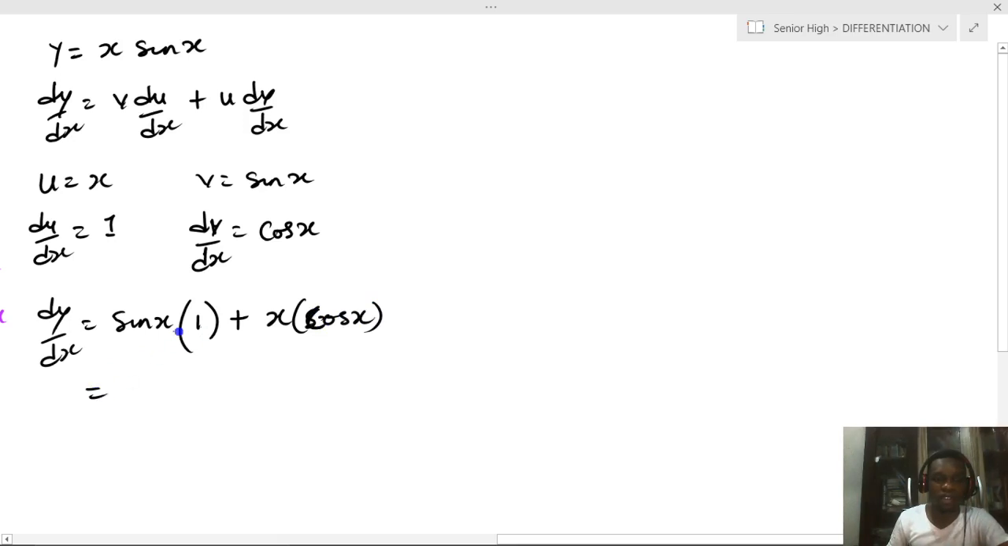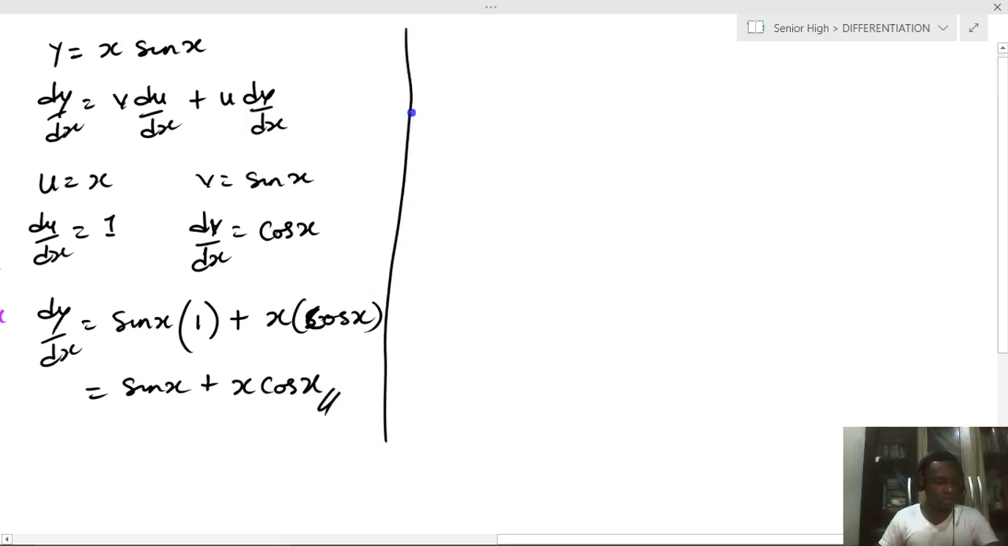So that is 1 times sine x, which will give us sine x plus x cos x, and that's the answer. Let's take another example again.